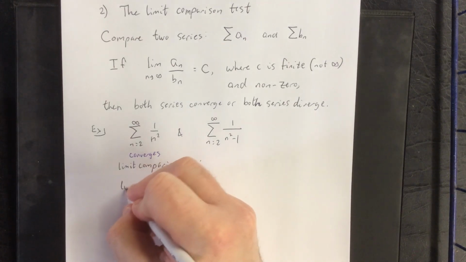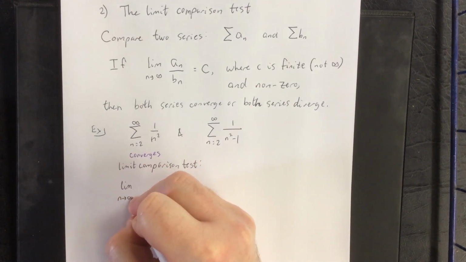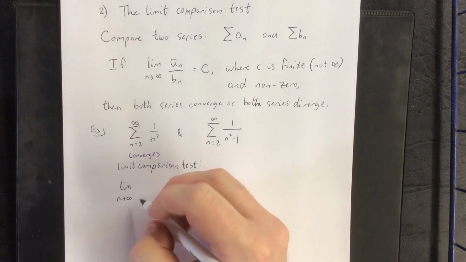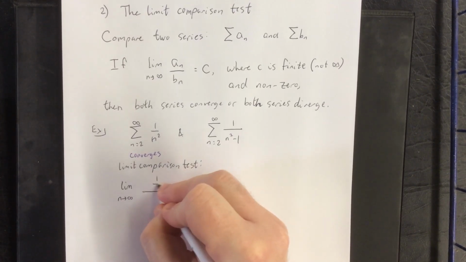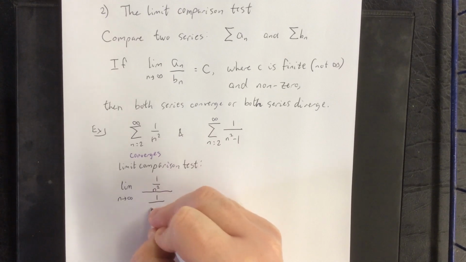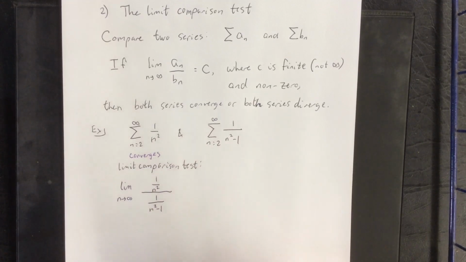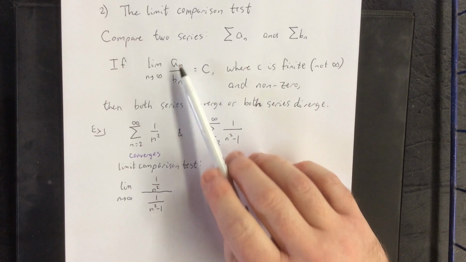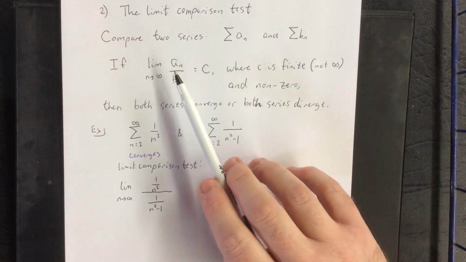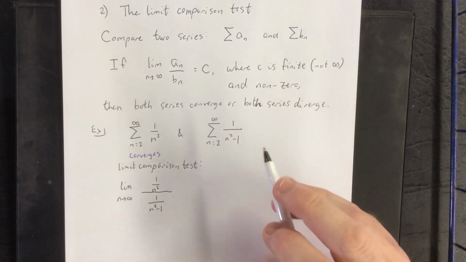So with that in mind, we're going to take the limit as n goes to infinity of the ratio of these two terms. It does not matter which one goes on top and which one goes on bottom. The reason it doesn't matter is if this ratio is finite and non-zero, then the reciprocal of it will be finite and non-zero as well.